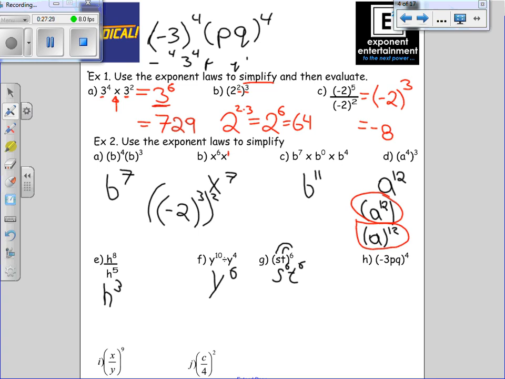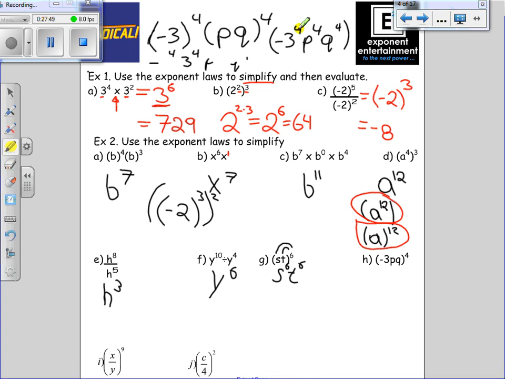So the reason we don't do it this way, Johnny, because this is a great question, is that the 4 now is only applying to the 3. This one right here would only be affecting the 3 because there's not brackets around the negative 3. So that would give you a different answer.